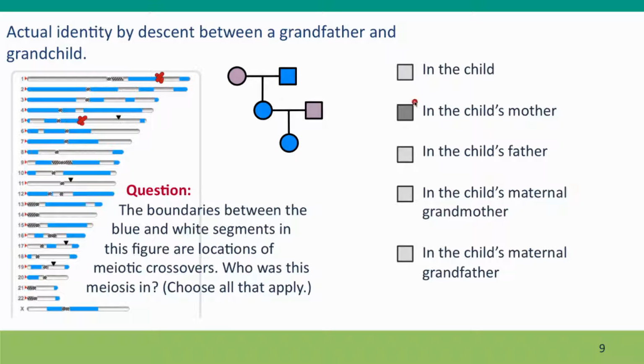And the answer is that meiosis occurred in the child's mother. That's the one place where a chromosome from the grandmother and a chromosome from the grandfather were both present, as shown here. So it's in the mother that there was the meiosis that produced the mother's egg had a crossover at this position, and that crossover generated this recombinant chromosome that was put into the egg and then gave rise to the child.